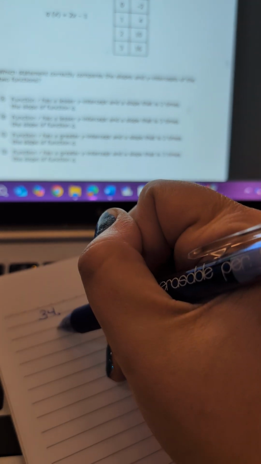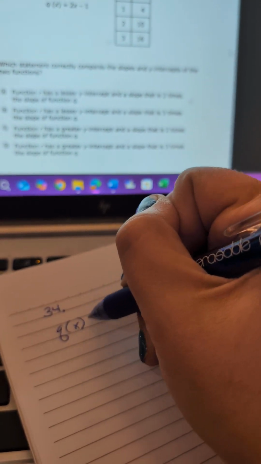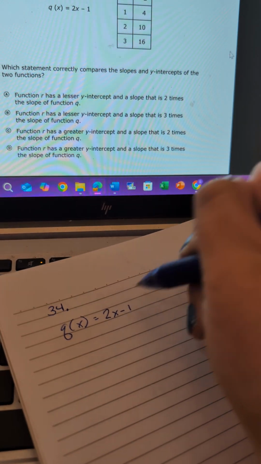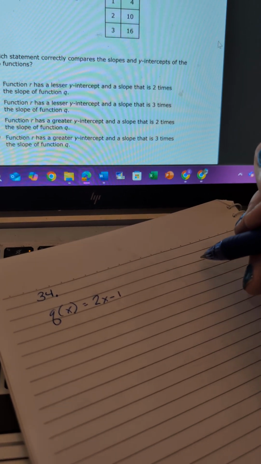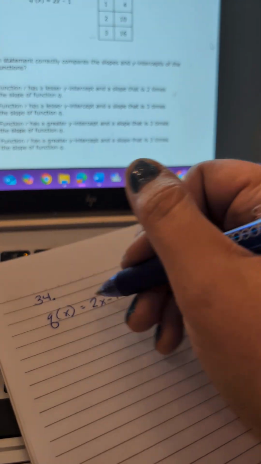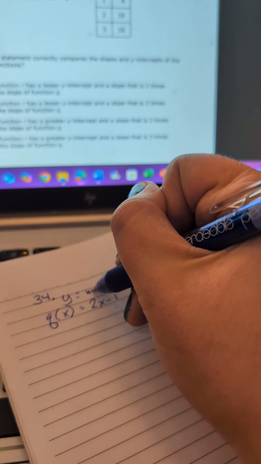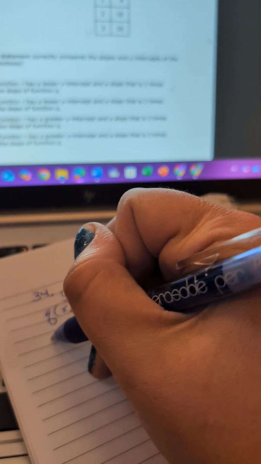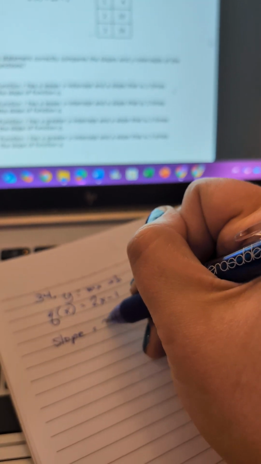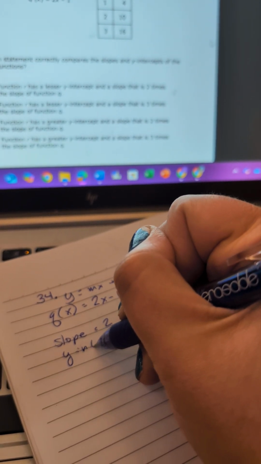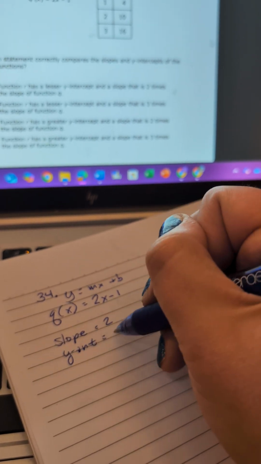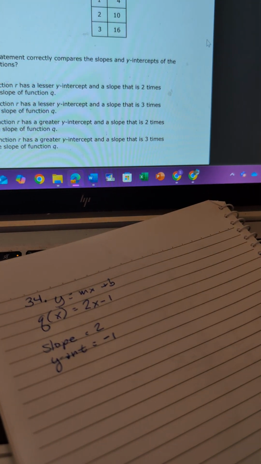Okay, so we have q of x, and then we have our table over here. This is in y equals mx plus b form, our favorite form. So our slope is going to be 2, and our y-intercept is going to be -1.